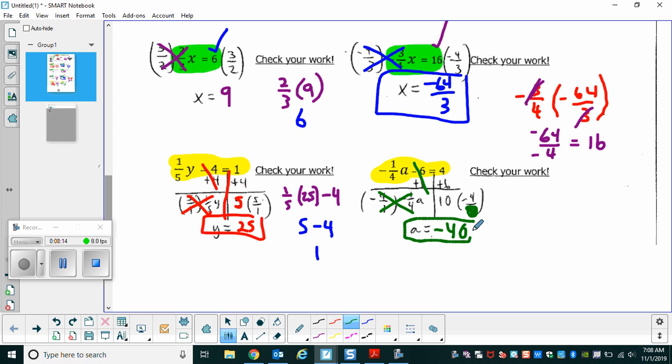And when we check, we're going to take a negative 1/4 of a negative 40, and we're going to take away 6. And we want to see if that's 4. So a negative times negative is positive, and 1/4 of 40 is in fact 10. And when we do 10 minus the 6, we get 4, just like we were supposed to.